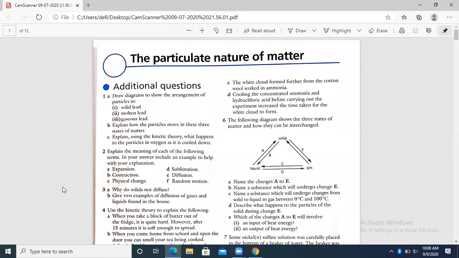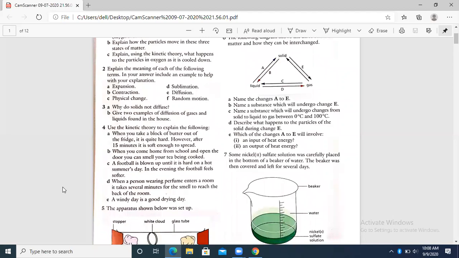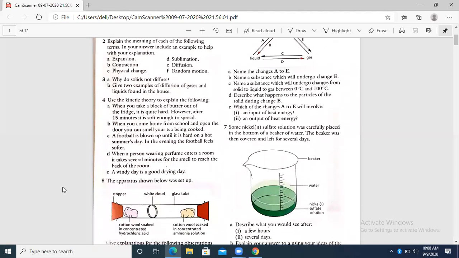Today we are going to discuss lesson 1, the particulate nature of matter, additional questions, in your textbook, page number 9. Questions 1, 2, 3, 4 we studied in the last class. Now we are going to discuss question number 5.